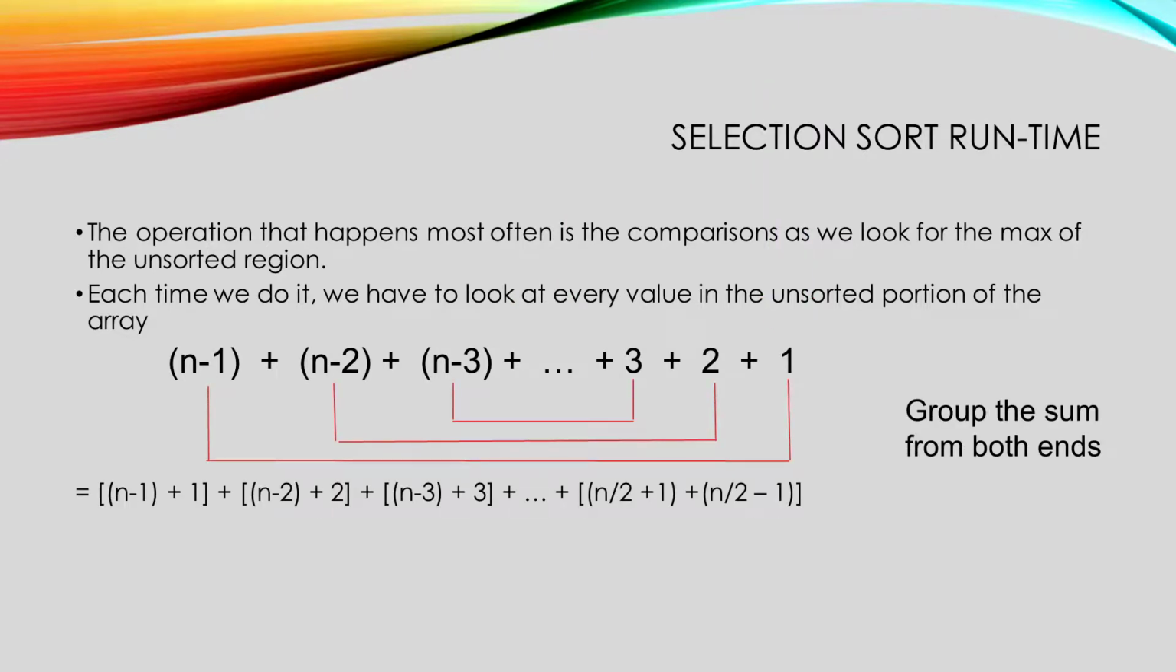We can simplify that sum by rearranging it and grouping the values from both ends. n-1 plus 1 is n, n-2 plus 2 is n, n-3 plus 3 is n, and we can do that all the way until we hit the middle of the sum. If we assume there are an even number of things in the sum, the last grouping will group n over 2 plus 1 with n over 2 minus 1, which is also n. This gives us n over 2 minus 1 terms, each of which is n. So our runtime is n over 2 minus 1 times n. Since we drop lower order terms and constants, that is big O of n squared.